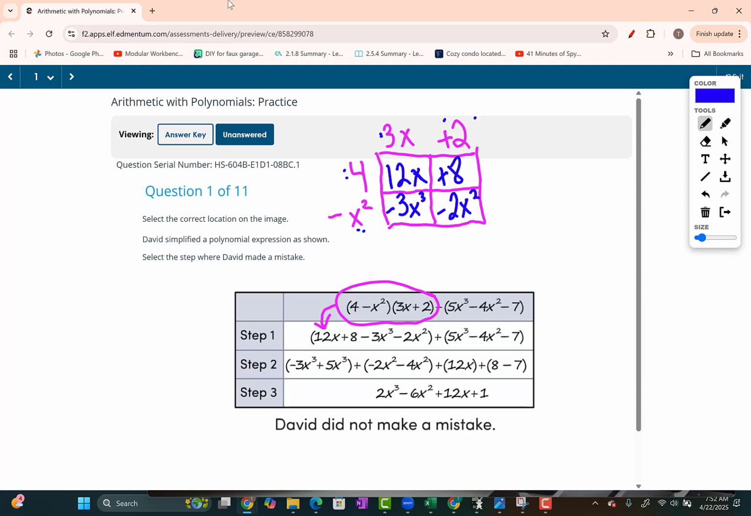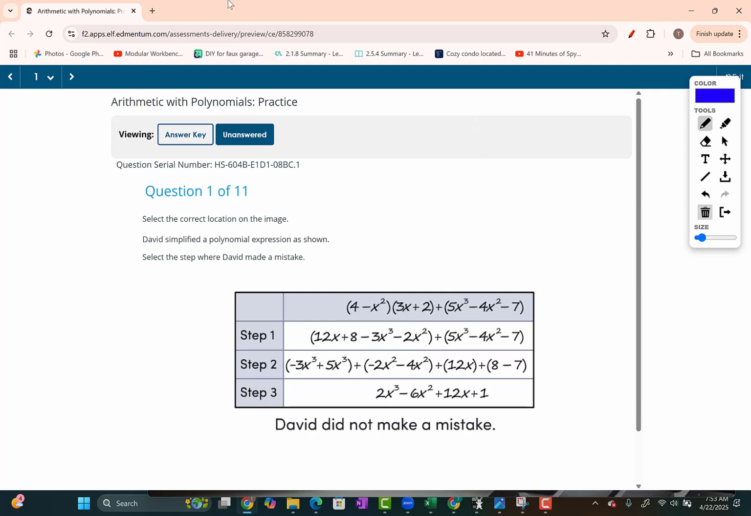So the reason I like to use the Punnett square is usually the like terms are diagonal from one another, but I notice in this problem there are no like terms. So then I just need to verify that the 4 terms in that Punnett square match up with the 4 terms in step 1. So they've got a 12x, I've got a 12x, they've got a positive 8, I've got a positive 8, they've got a negative 3x to the third, so do I, and they've got a negative 2x squared, so do I. So step 1 looks good.